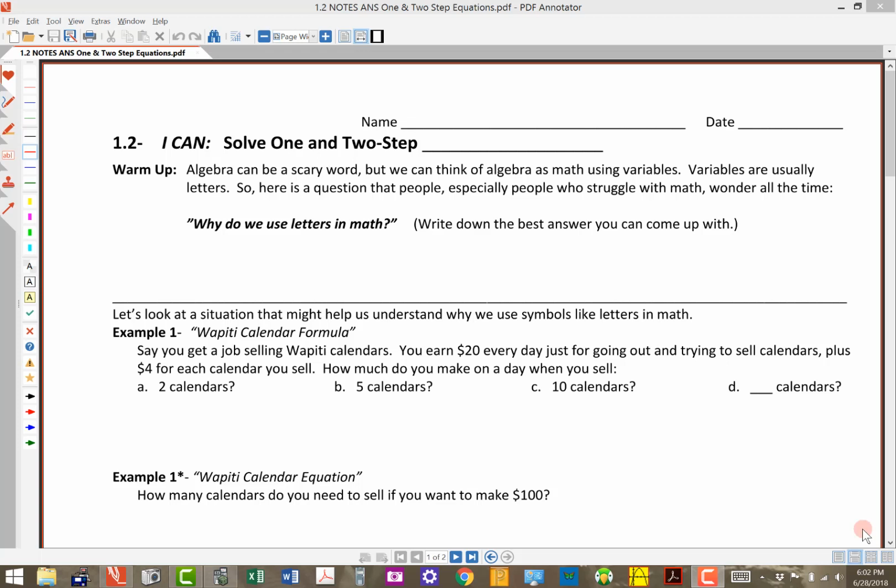This is section 1.2, and the I can statement is I can solve one and two-step equations. So let's write the word equations right here. And then let's take a look at the warm-up.